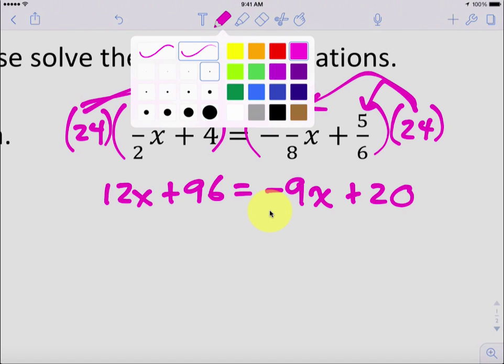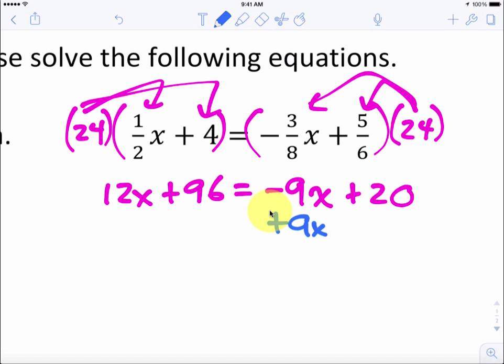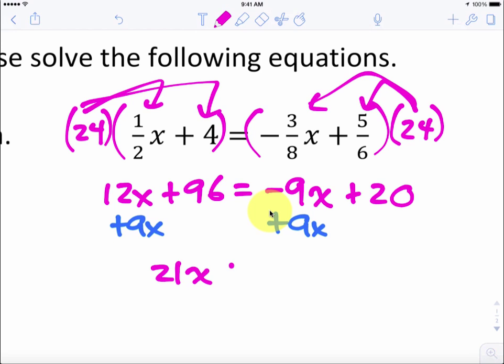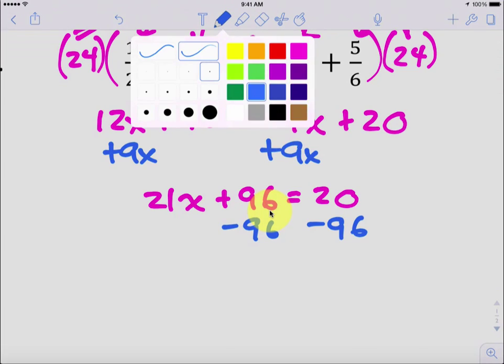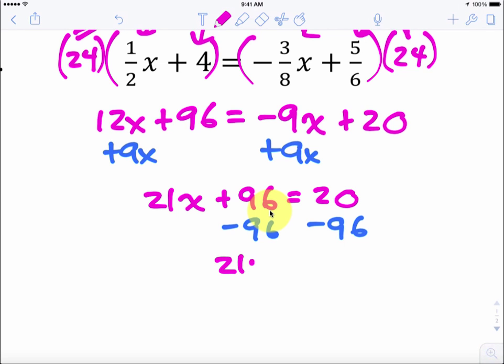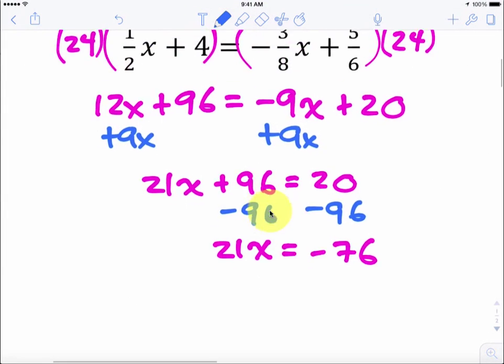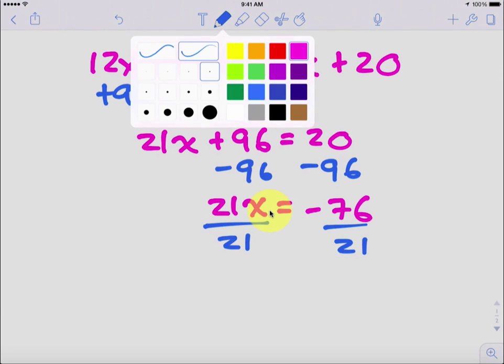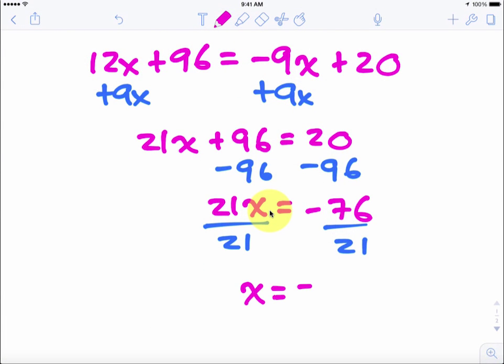I think I'm going to go ahead and add 9x to both sides of this equation, yielding, again in hot pink, 21 times x plus 96 is equal to positive 20. I'm going to go ahead and subtract 96 from both sides of this equation. And I think we are left with the new equation, 21 times x equals negative 76. And from here, we're almost home free. We're going to go ahead and divide both sides of this equation by 21. And we find that our solution in this case is that x equals negative 76 over 21.